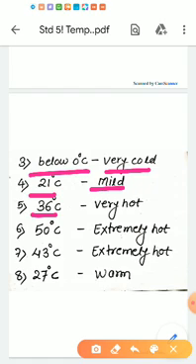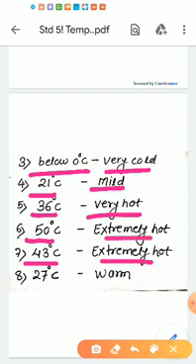When temperature condition ranges from 30 to 35, the weather is hot. And when temperature condition ranges from 35 to 40, the weather is very hot. So 36 comes after 35, right? So at 36, the weather is very hot. At 50 degrees Celsius and 43 degrees Celsius, the weather is extremely hot because the temperature is above 40 degrees Celsius. And above 40 degrees Celsius, whatever the temperature you have, it will be extremely hot.